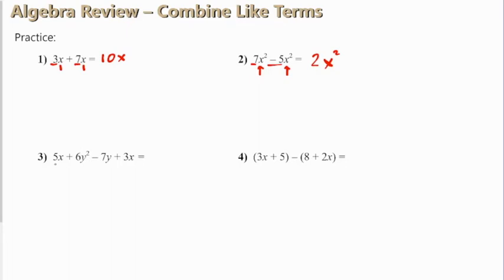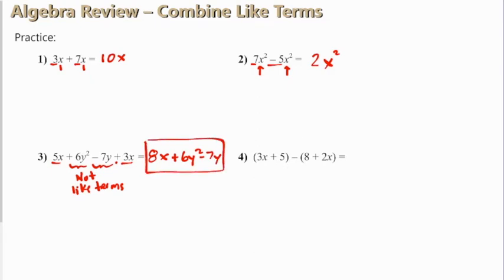In number 3, we have a 5x and a 3x. We can combine those. 5 plus 3 is 8x. But then we see we have a 6y squared and a minus 7y. These are not like terms. And because their exponents don't match, we can't combine them. And we would just leave this as plus 6y squared minus 7y. And that would be our final answer.